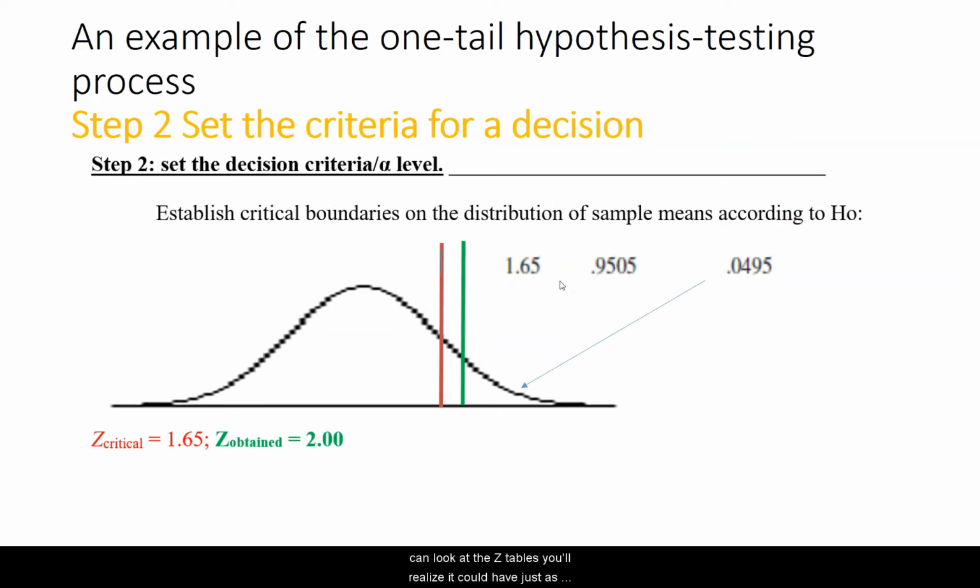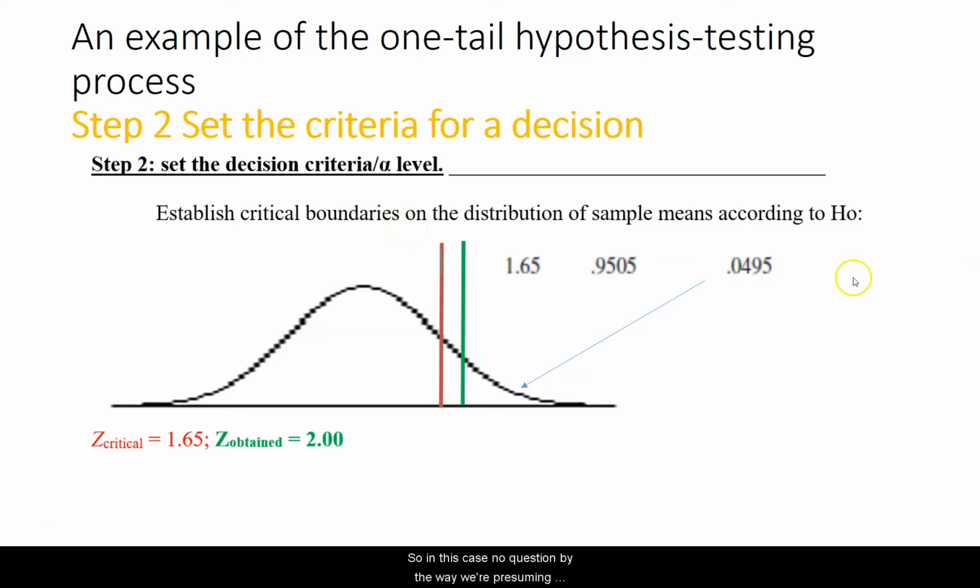Although, if you look at the Z tables, you'll realize it could have just as easily been 1.64. 1.65 places .0495 in the tail, 1.64, .0505. Quite annoyingly, they're equidistant. It's another tie. It's amazing what an unfortunate coincidence that is. But we're just going to land on 1.65 because your text does. Traditionally, I've used 1.64. Doesn't matter. I would never get critical about that. Wouldn't take off for that.